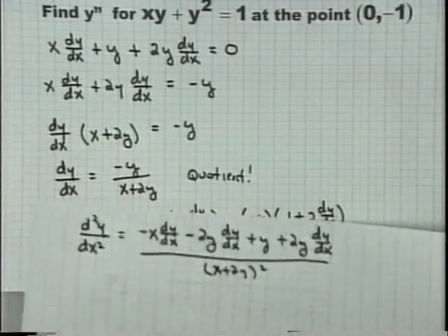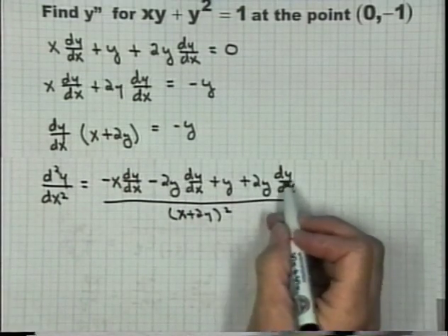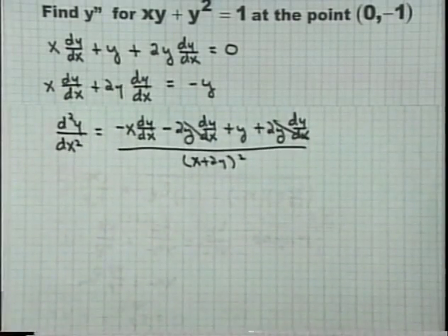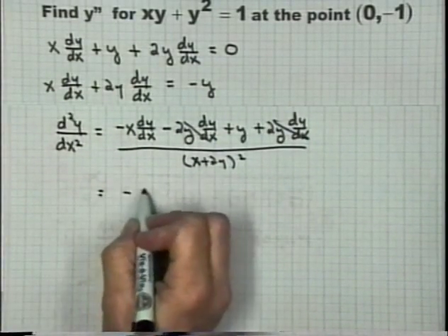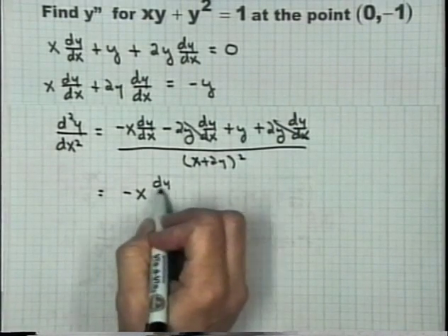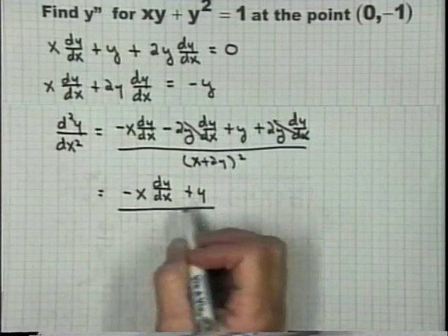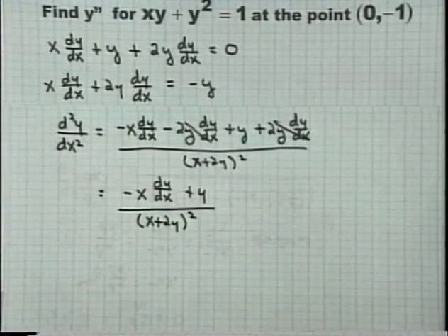Now, notice I have a minus 2 dy/dx and a plus 2y dy/dx. So those terms will add to 0. That's going to help us out considerably here. So let me recopy what we have again. We have a minus x times dy/dx plus y. This is over x plus 2y quantity squared.